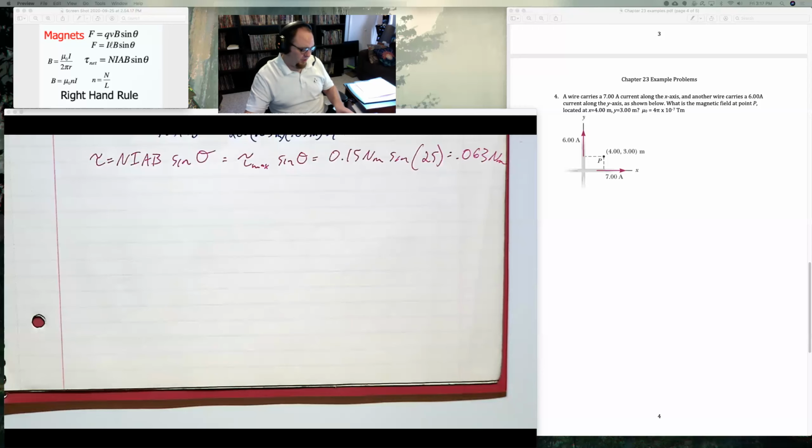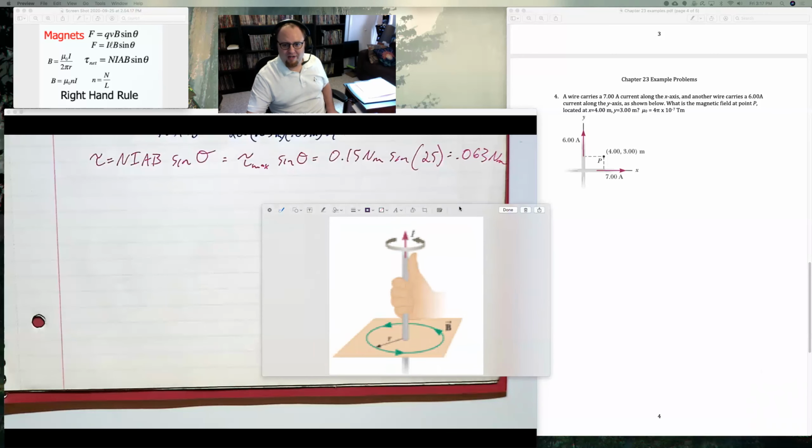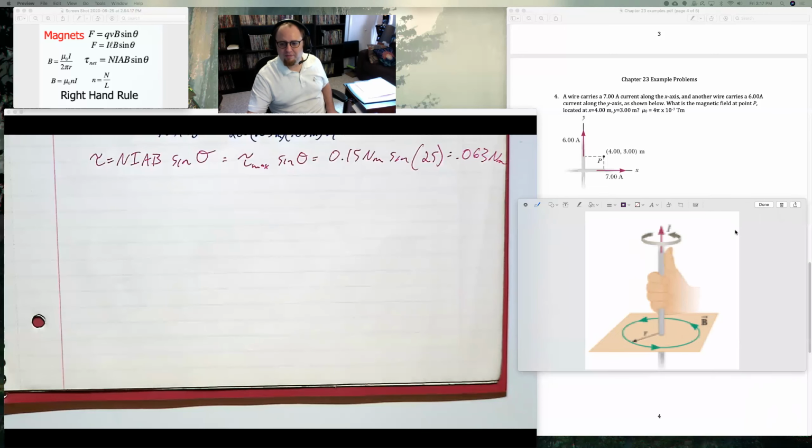So first off, the direction of the magnetic field is going to follow yet another right-hand rule. Wow, that is really blurry. The direction of a magnetic field is you point your thumb in the direction of the current, and the magnetic field wraps around in the direction of your hand. If I do that, looking at the one going up, the 6 amp current, the magnetic field is going to wrap around like so.